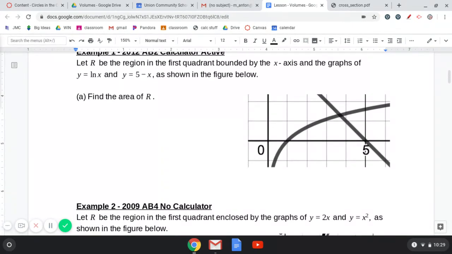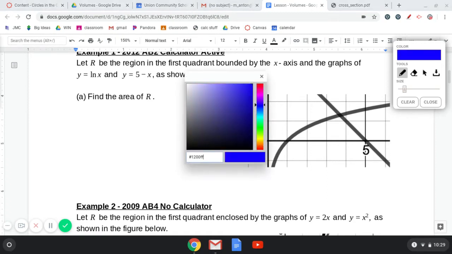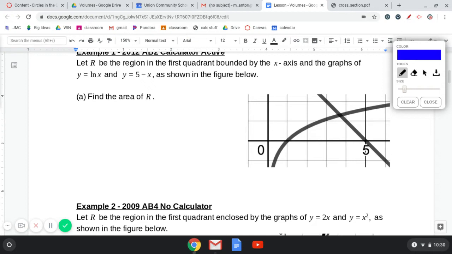So can you find the area of this region bounded by the x-axis and the graphs of y equals the natural log of x, that's this one right here, and 5 minus x, that's this guy right here, and the x-axis. So we're looking for the area of this shaded region right here. So remember that integral is the area under the curve, so we are going to use integrals.